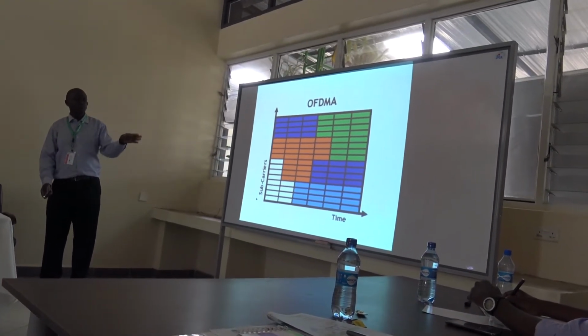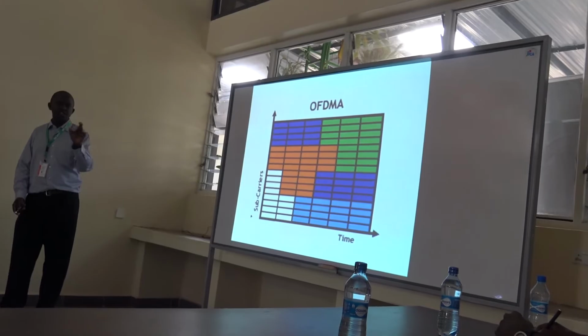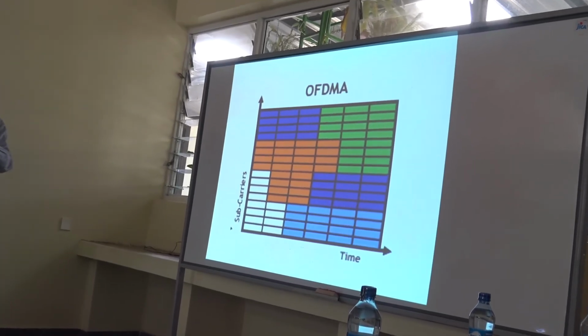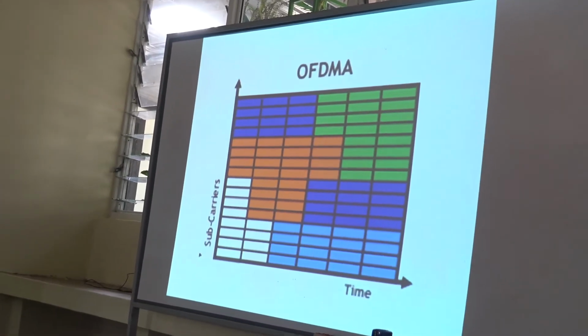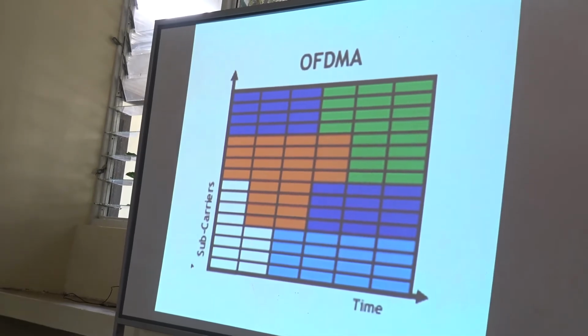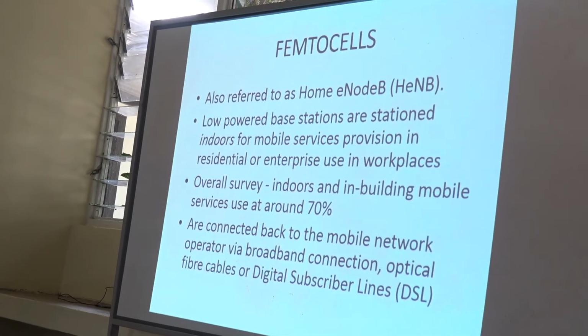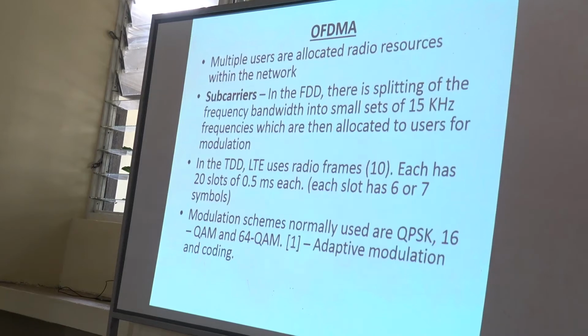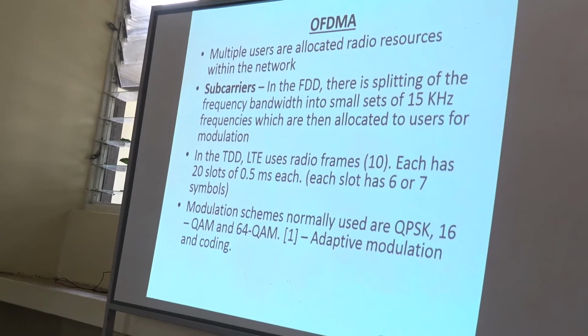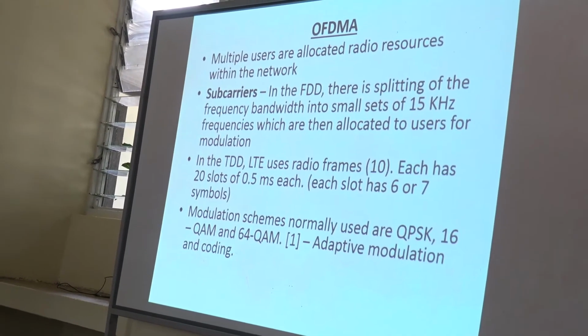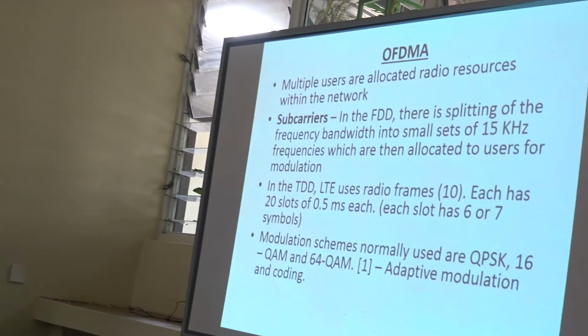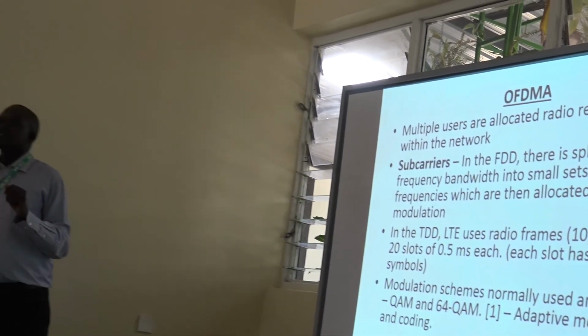Here is whereby now you allocate users different slots, which can be split further into symbols. The symbols determine the bits transmitted, as I've explained. Here you have the radio frames now, which now could be slotted, could be further split into symbols.